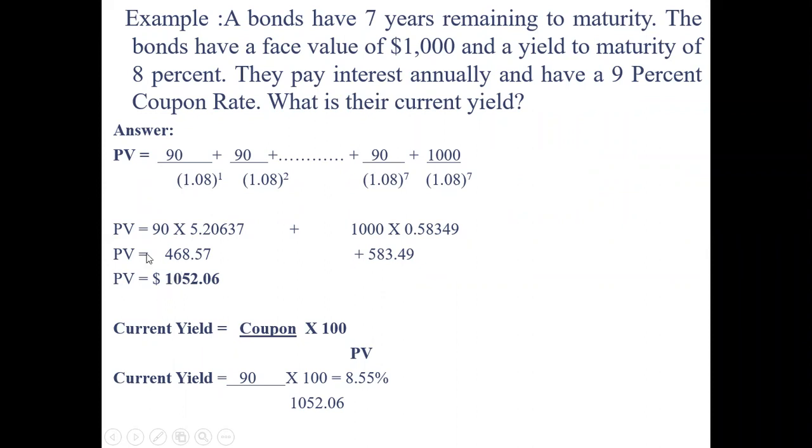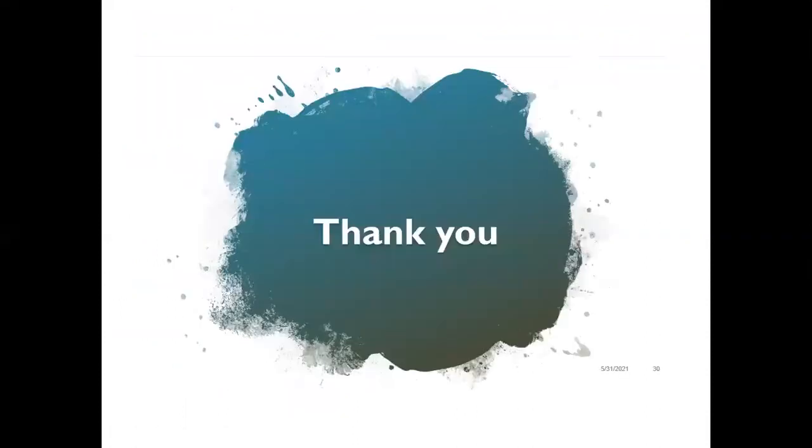When I find the present value, since the 9% is the coupon and the market rate is 8%, it will for sure be a premium, because the coupon rate is higher than the market rate. So I know how much I'm going to sell it for, which is 1,052.06, and I need to compare the coupon value with respect to the 1,052.06. So the current yield is 8.5.